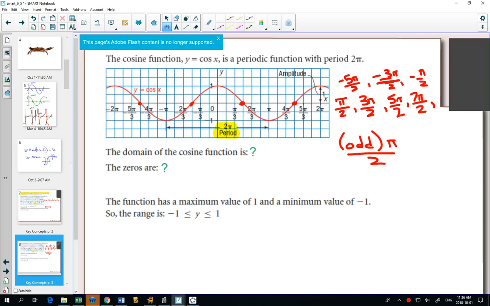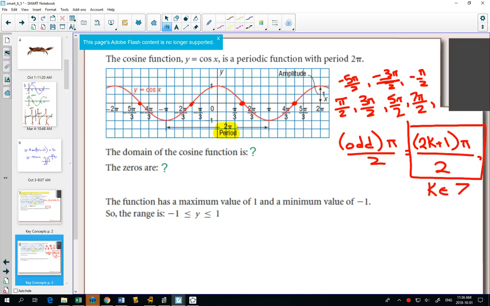So the way that we write all the odd numbers times pi over 2 would be 2 times any integer plus 1, times pi over 2. So one way that you can write the zeros of cos is like that. And you have to define k, where k belongs to the integers. 2k plus 1, because 2k makes something even, plus 1 makes it odd again. Some people really like this pattern, the odd times pi divided by 2.